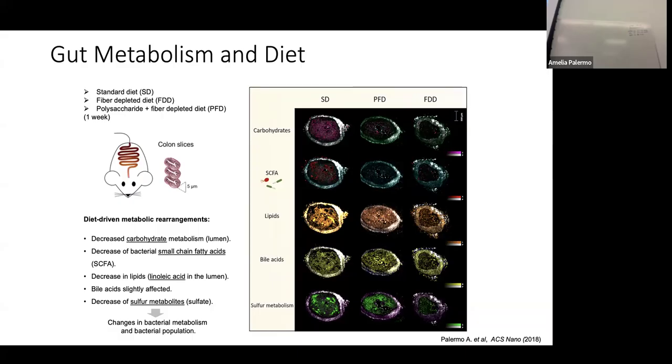Because when we deplete carbohydrates and polysaccharides, what happens is that they are usually broken down by the gut microbiome into short-chain fatty acids. Your expectation would be that for the carbohydrate and polysaccharide depleted diets, you would expect a decrease in that metabolism, and that's exactly what we detected.